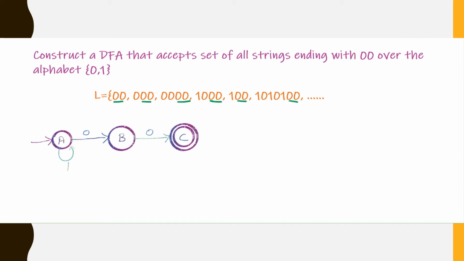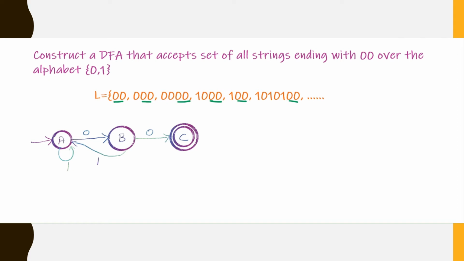Now from B, reading a 0, I reach the final state. When will I be in state B? Only if I read a 0 already. So after reaching B, if I read a 0, then I can go to the final state. But if I read a 1 in between, I should not reach the final state. I should go to a state where I can read 00 and reach the final state. Among the states A, B and C, from which state can I read 00? From state A. So from state B for the input 1, I can go to state A.